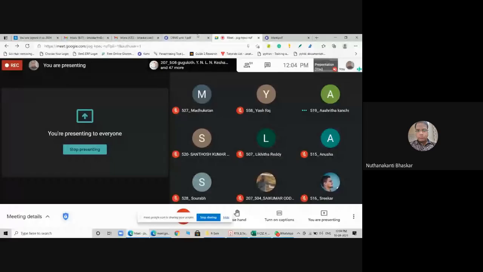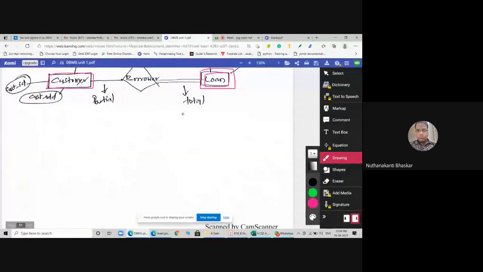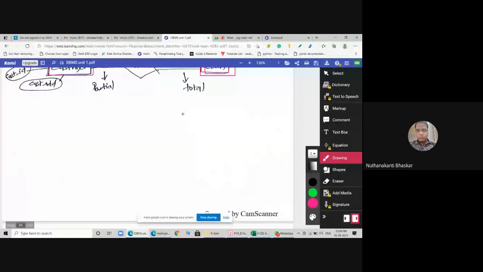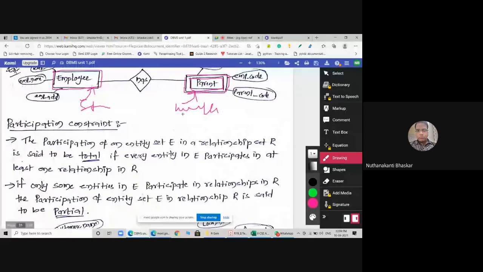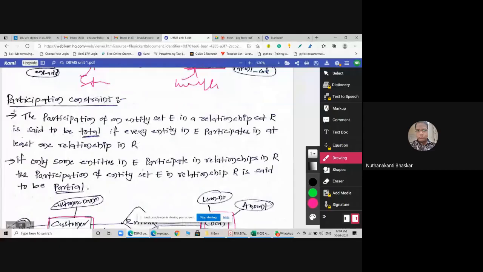Coming to this lab, we can finish with this example, and in the afternoon we will also continue from 2 to 3 on the same. Today we are going to finish the ER model. That's why please try to apply this for 1 hour. Last topic for this session: participation constraint.